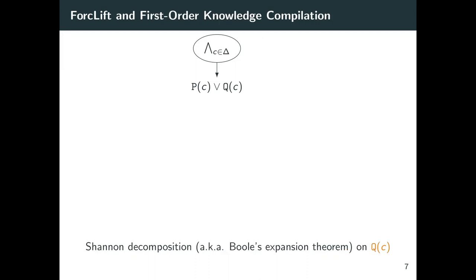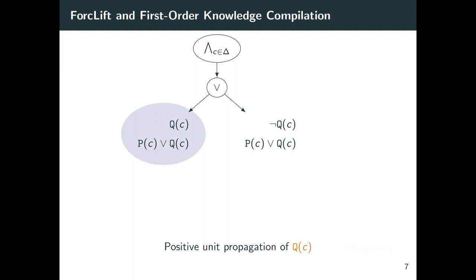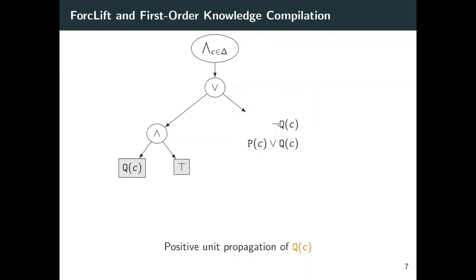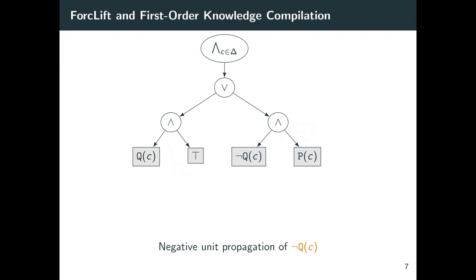Next, we can do Shannon decomposition. So we consider the case where Q of C is true and the case where Q of C is false. In the first case, we can do unit propagation of Q of C, and that leaves us with two leaf nodes: Q of C and top, the tautology. On the other side, we similarly do unit propagation, and here we get not Q of C and P of C. And now all of the leaf nodes are tautologies and unit clauses. The compilation is now complete.